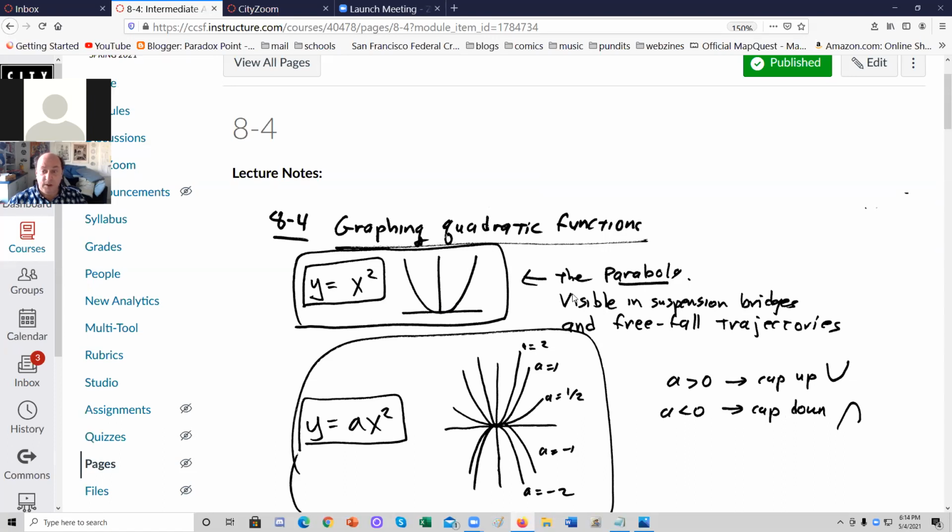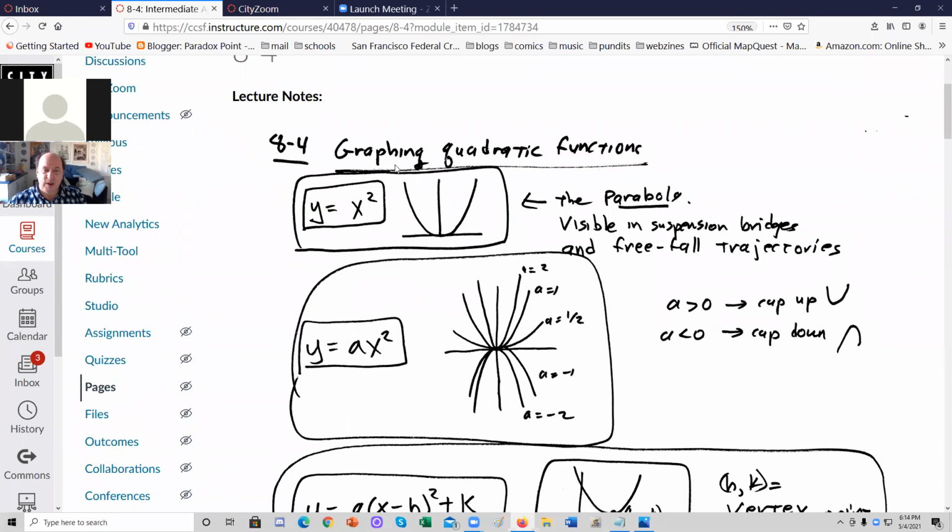You've seen it before. It's visible in suspension bridges, and when you throw something through the air, its trajectory is parabolic. Back in the olden times when we were there in person, I would throw an eraser across the room just to show what a parabola looked like. But whatever. So it's this U-shaped curve.